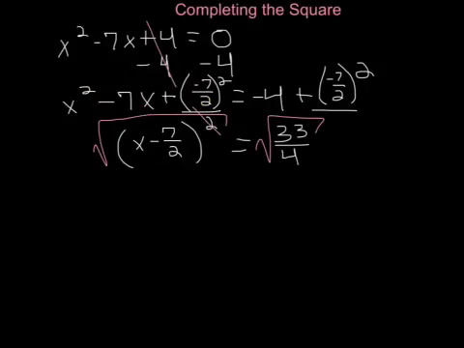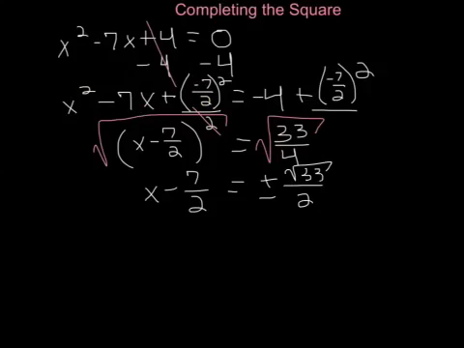So it cancels out on the left-hand side, and we're left with x minus 7 over 2 equals, you're taking the square root of 33 and the square root of 4. Square root of 33 isn't a perfect square, but the square root of 4 is. It's going to give you positive or negative 2, and the square root of 33 stays in the numerator.